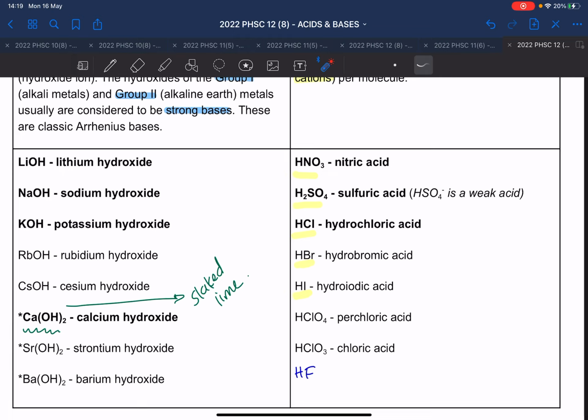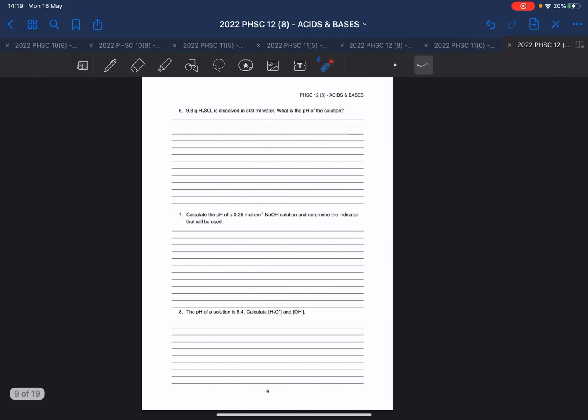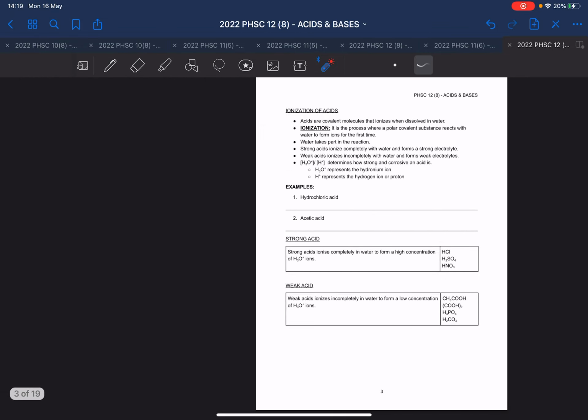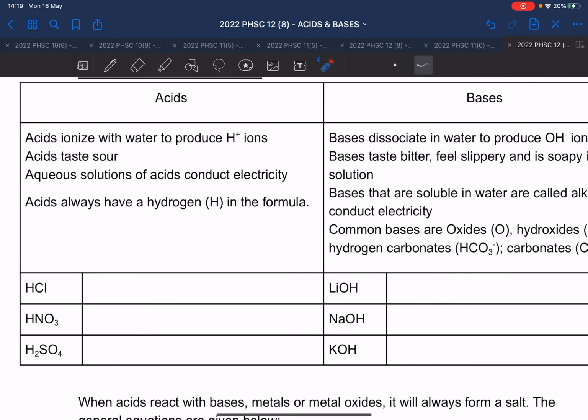All right, page 1. It says there, what is an acid? An acid is something that ionizes with water to form hydrogen ions.